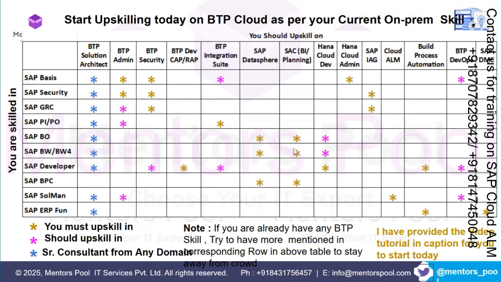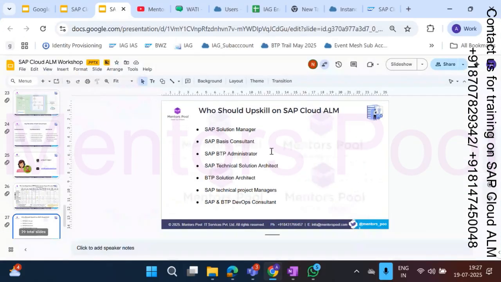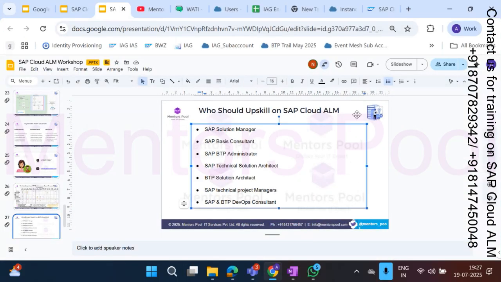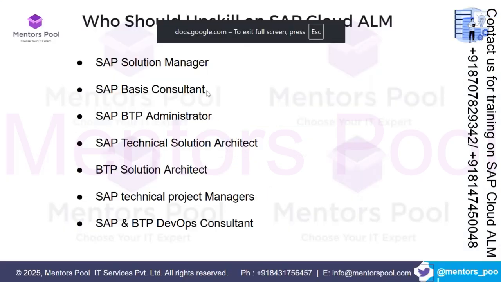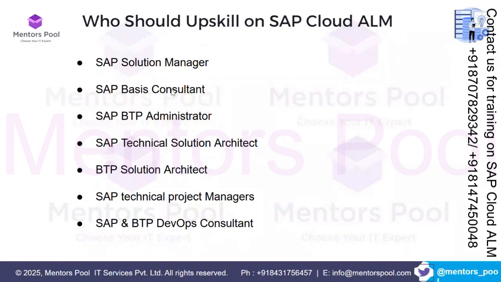And I would suggest you guys, please go ahead. These are the people who are recommended to go for Cloud ALM: solution managers, basis consultants. As a next skill, if you're a basis consultant, first you should do admin and security, then maybe solution architect also, and then go for Cloud ALM. Or if you're already a solution architect, you can go for Cloud ALM. A technical solution architect across SAP can go for Cloud ALM. Any project manager can go for Cloud ALM. And if you're from a DevOps background, then definitely that is recommended for you.